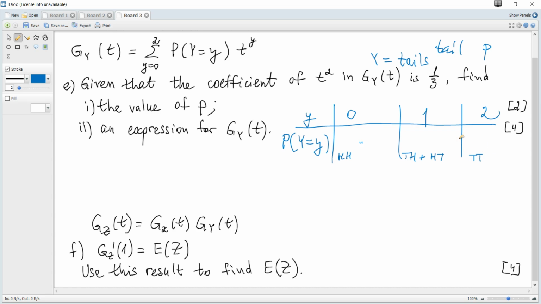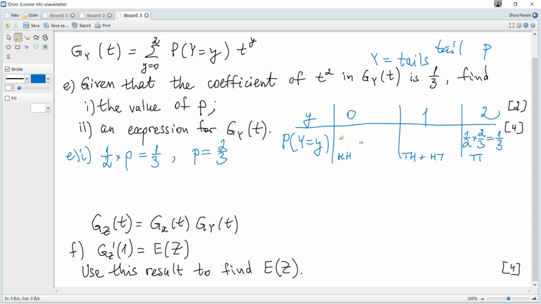So tail. The first is the unbiased coin, so to get a tail, the probability is a half, and to get a tail for the second coin, which is biased, it's p. It's and, so it's a product, and it is given that it's 1/3. Hence, p is 2/3. So the probability to get tail and tail is a half times 2/3, it's 1/3.